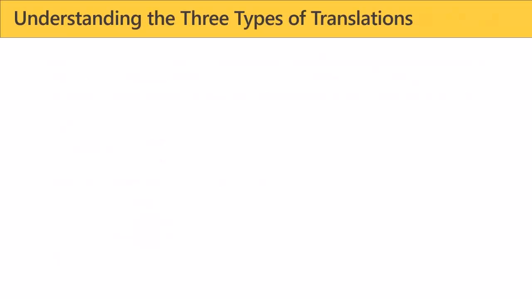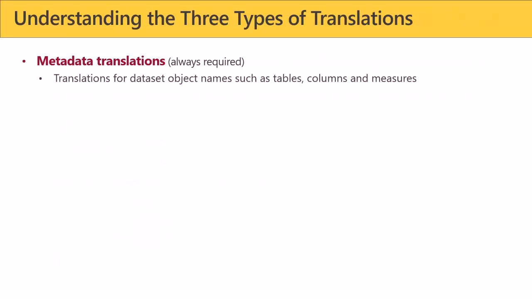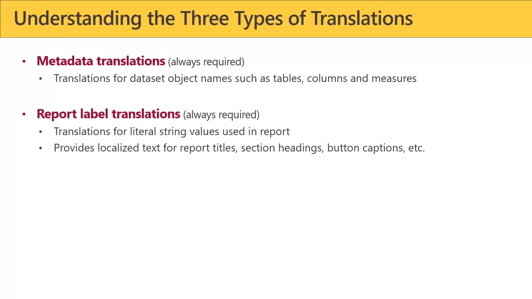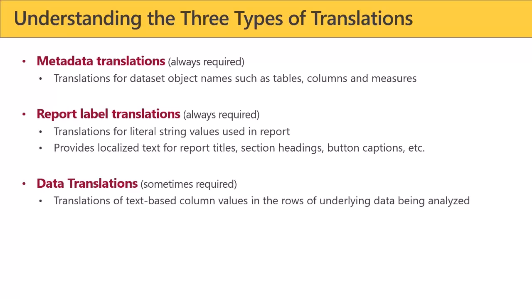Okay, now there are 3 types of translations. And before you start doing any type of work, make sure these 3 are straight in your head, which ones they are. So there's metadata translations, and that's measure names, column names. There's report label translations. So think of any text on a report, like a title or a button caption that doesn't have an associated dataset object. That is a report label translation. And then there's also data translations. Now let's look at a couple examples of each one.